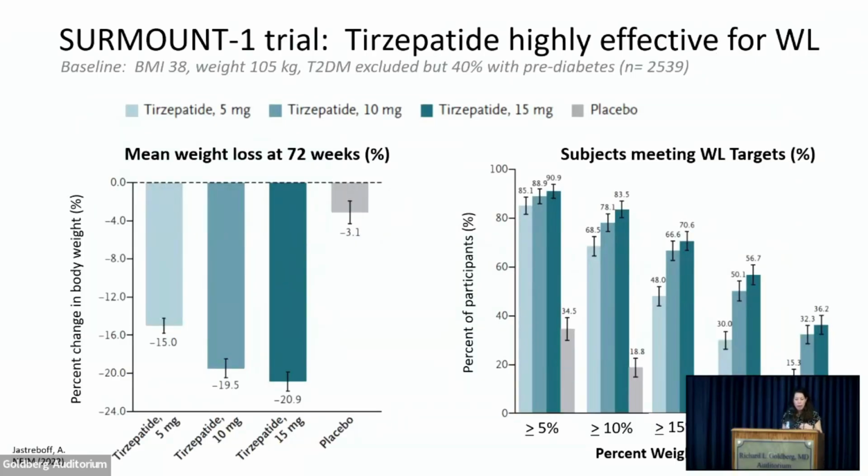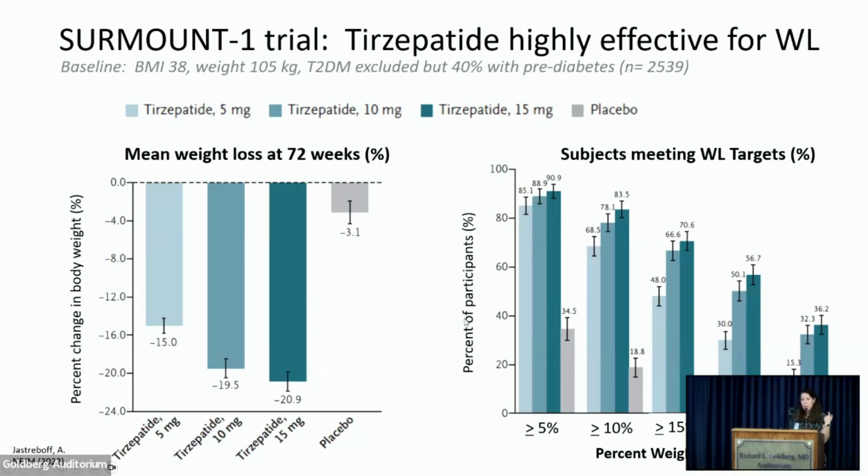So the SURMOUNT-1 trial proved again that tirzepatide was highly effective for weight loss. Really similar stats to our folks who were in the STEP 1 trial. So average BMI about 38, weight 105, about 40% pre-diabetics, and this was about 2,500 patients. And so you can see at the highest dose at 72 weeks, we have over 20% weight loss now with tirzepatide 15. So really astounding.